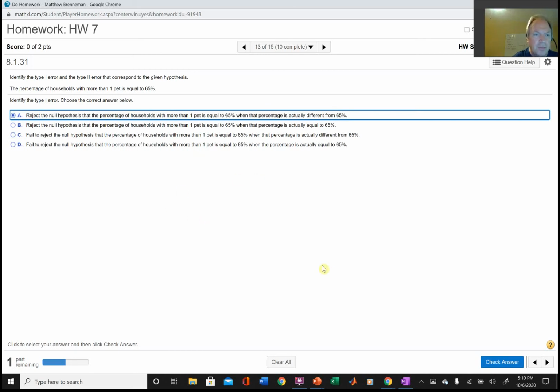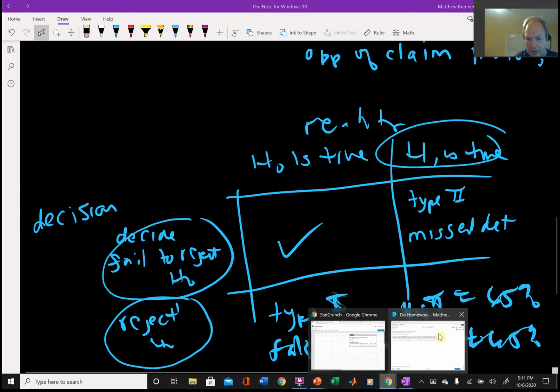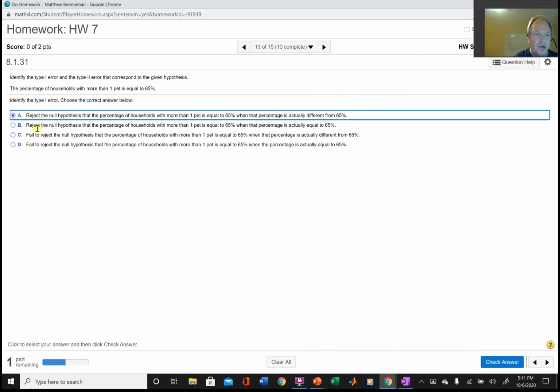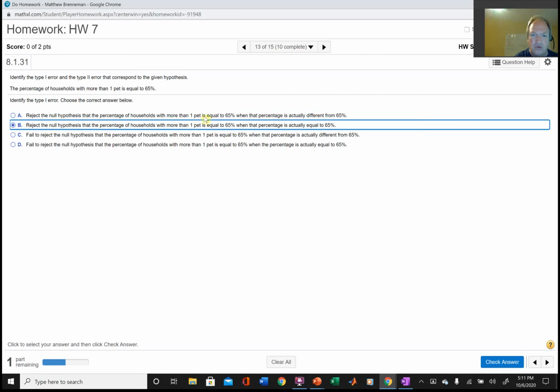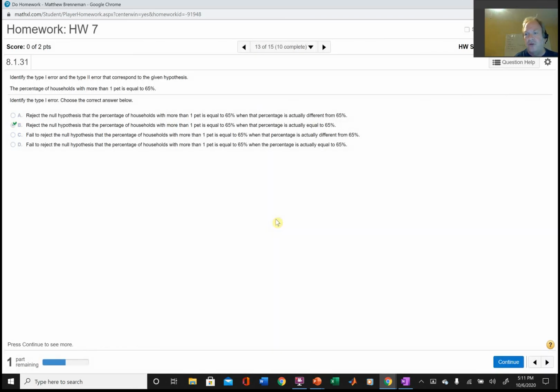Hold on. Let me go back and make sure I did this right. The null is true, and we reject the null. So I need to go back and change that, right? So the null is actually true. So we reject the null, but the null is actually true. So drawing that little picture out helps the students a lot, that little table, okay?